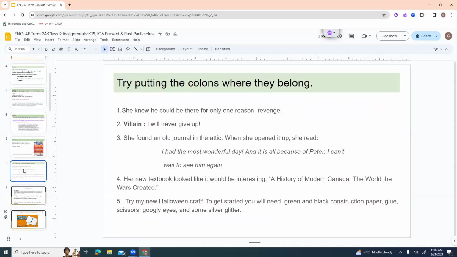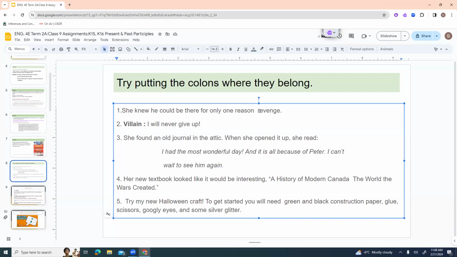Okay, so here we have some sentences that need a colon. Where do they belong? So the first sentence says, she knew he could be there for only one reason: revenge. So you can hear as I'm saying it, that's one of the ones where you're doing it for dramatic pause. So right after the word reason is your colon.